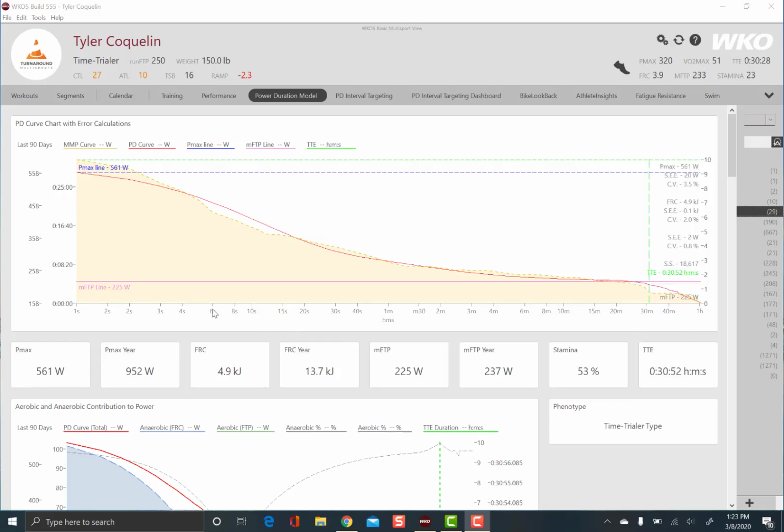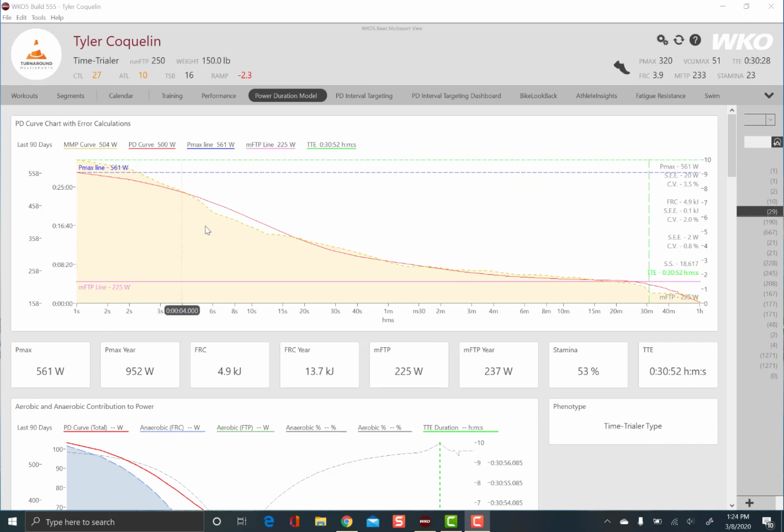Hey guys, today we're going to be talking about some thresholds and some things that you need to be focusing on according to your PD curve here. So your PD curve is this red line right here. It is the theoretical area where you should be able to output some power.